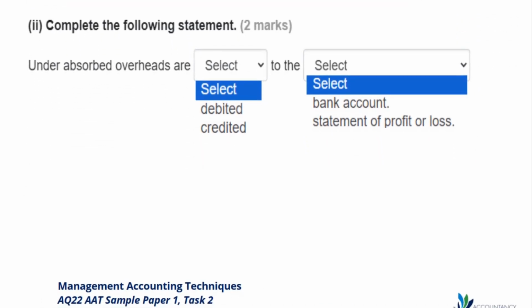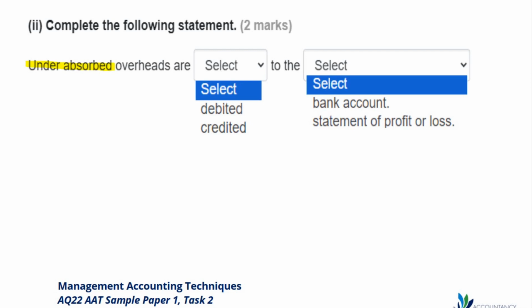The next part then is complete the following statement. Under absorbed overheads are, and we either need to select debited or credited, to the bank account or statement of profit or loss. So when we're talking about under absorbed overheads, it means there's still some cost left to expense somewhere.